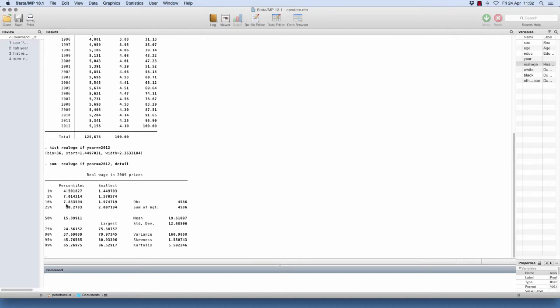So here it's showing us these different percentiles for the distribution. These are the 4 smallest values. These are the 4 largest values in the distribution. We have observations, and we have the mean here and standard deviation.